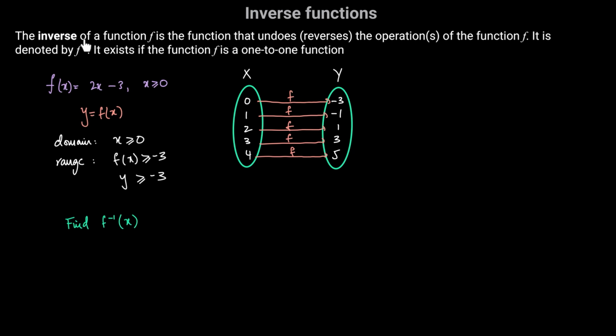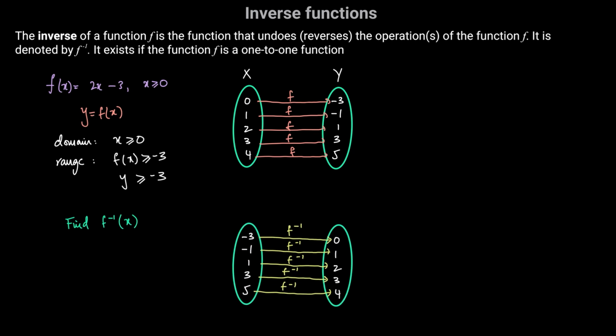Now we know that the inverse of f is the function that undoes the operation of f. Over here, what f is doing is taking the input x, multiplying the input by 2 and then subtracting 3 to give us the output. The inverse function will take these values and return the values of the original input, since it'll reverse the operation. So if the function f is taking us from 0 to negative 3, for example, then the function f inverse will take us from negative 3 back to 0.